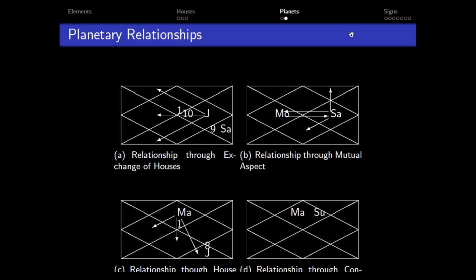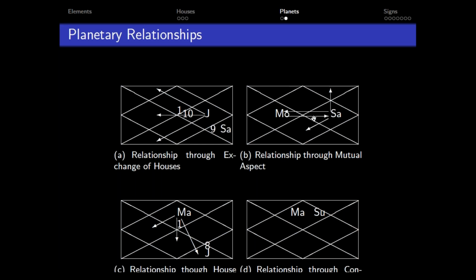The second thing is mutual aspect. Consider figure number B, where the Moon is placed in the fourth house and Saturn is placed in the 10th house. In this position, Moon and Saturn are mutually aspecting each other. Before analyzing further, let me explain the various aspects of the planets.